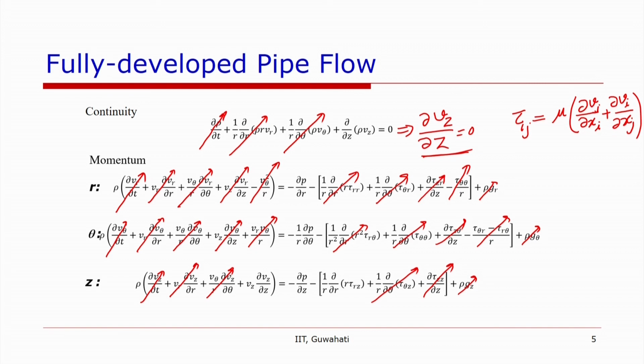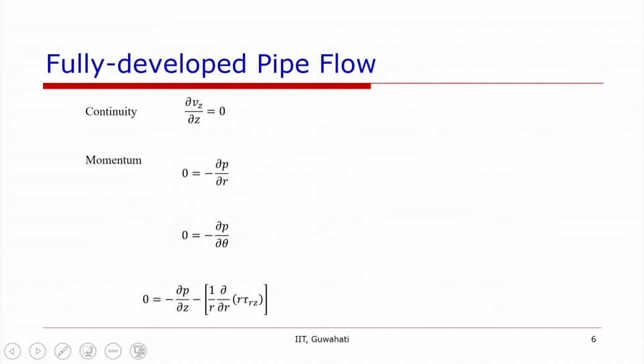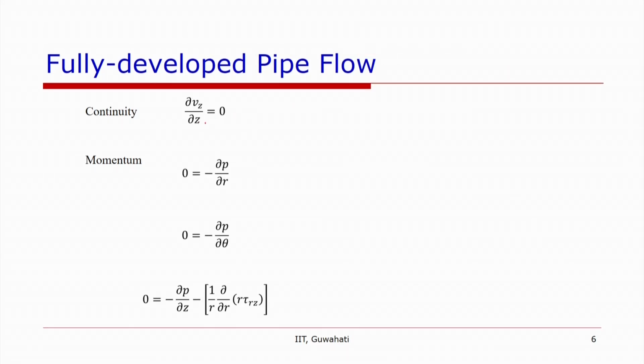So if we write down the non-zero terms in all the equations, we will end up with this. We have already said that if the flow is fully developed, then del Vz over del z is equal to 0. So that means Vz is not a function of z. So from our two assumptions, Vz is a function of r only, because it was not a function of theta and it is not a function of z. From these two equations, we see that P is constant with respect to r. It does not change along the radial coordinate, and P does not change along the theta coordinate.